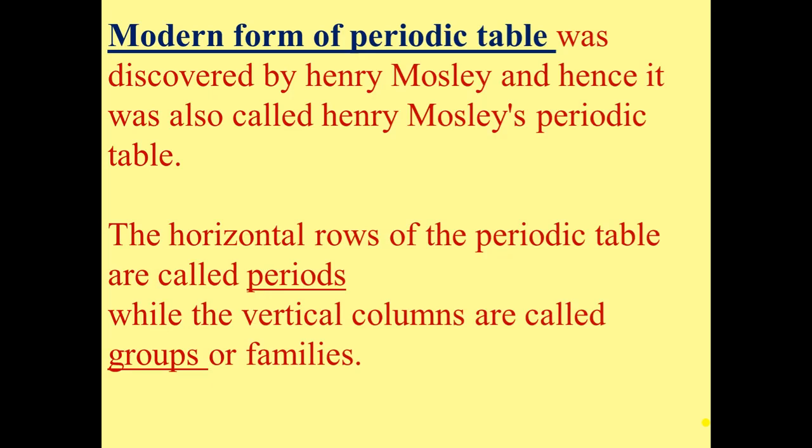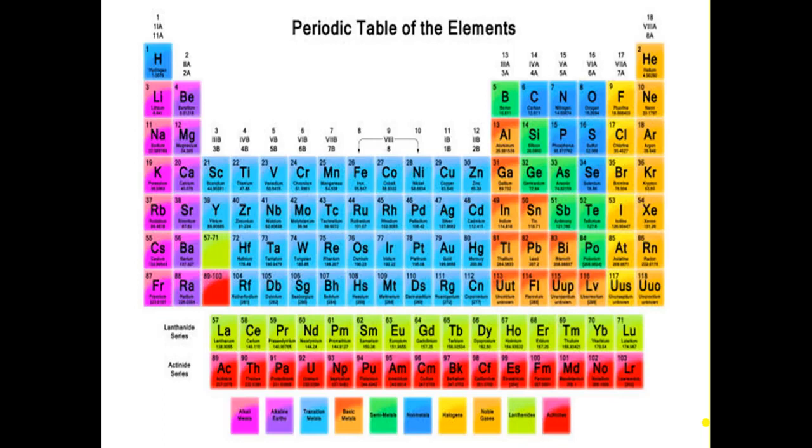The new model of periodic table is known as modern form of periodic table and it was discovered by Henry Moseley. That is why it is also known as Henry Moseley's periodic table. There are 7 periods and 18 groups in modern periodic table. The horizontal rows of the periodic table are called period and the vertical columns are known as groups, or we can say families. So here you can see that these are the period.